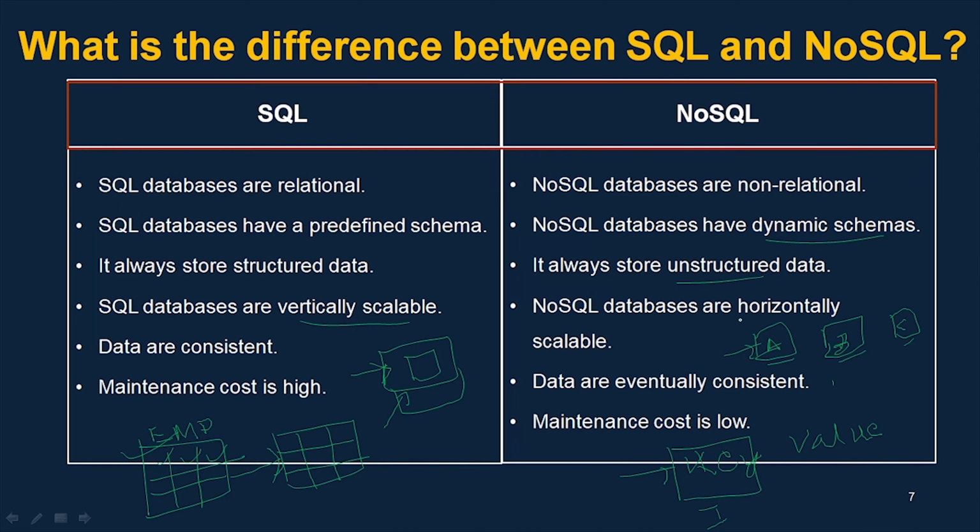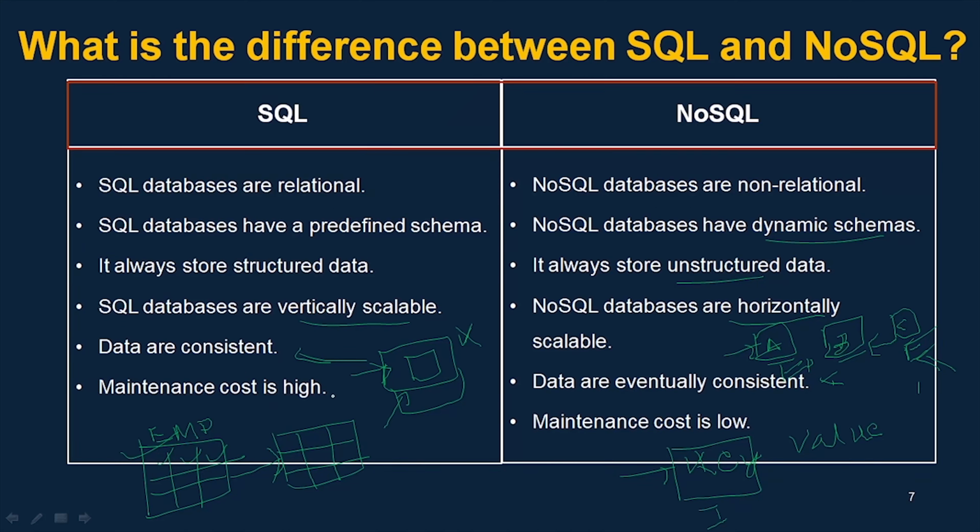In SQL, data are consistent. On the other hand, NoSQL data are eventually consistent because employee data are present on every server. Suppose one user comes to our server C and updates or inserts data into the employee details. At that time this employee file will be updated, but at the same time it will not be updated on the A and B servers. Due to that, it is called eventually consistent.